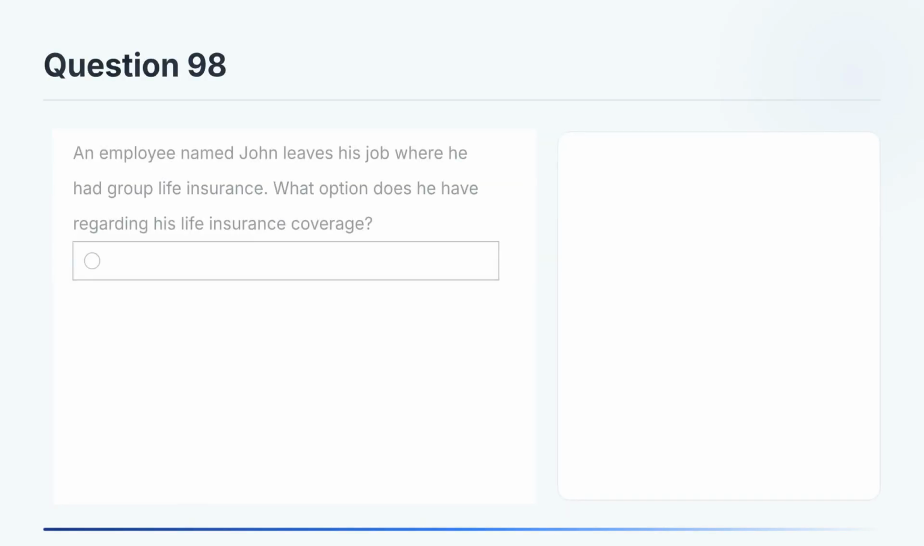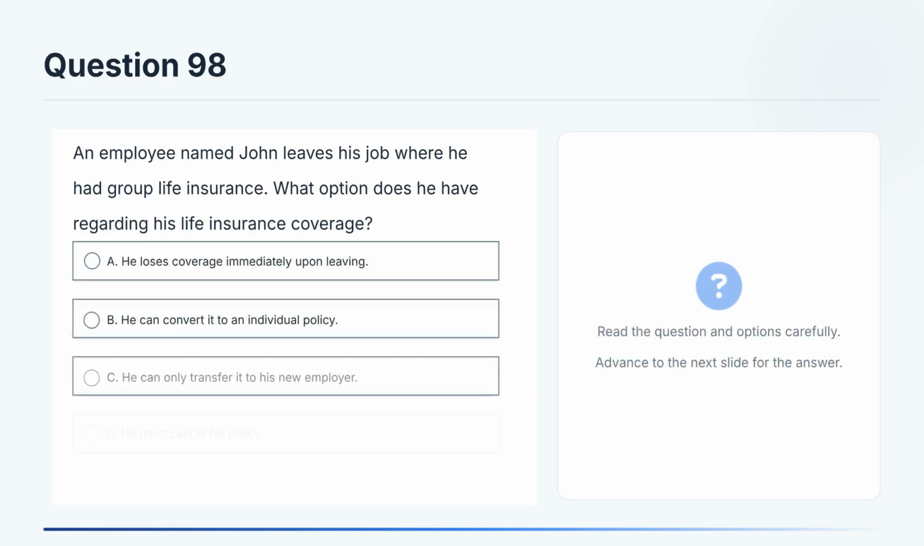Question 98. An employee named John leaves his job where he had group life insurance. What option does he have regarding his life insurance coverage? A, he loses coverage immediately upon leaving. B, he can convert it to an individual policy. C, he can only transfer it to his new employer. D, he must cancel his policy.